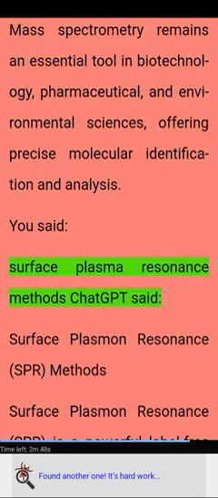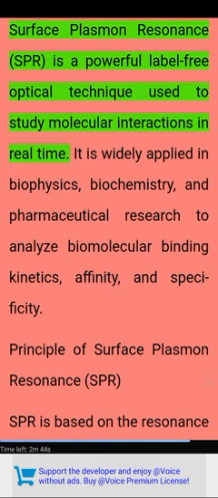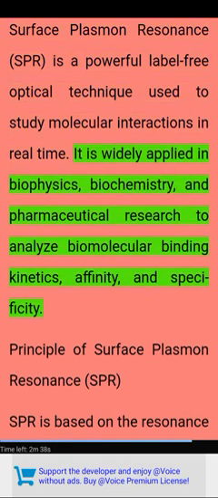Surface plasmon resonance methods. Surface plasmon resonance (SPR) is a powerful label-free optical technique used to study molecular interactions in real time. It is widely applied in biophysics, biochemistry, and pharmaceutical research to analyze biomolecular binding kinetics, affinity, and specificity.